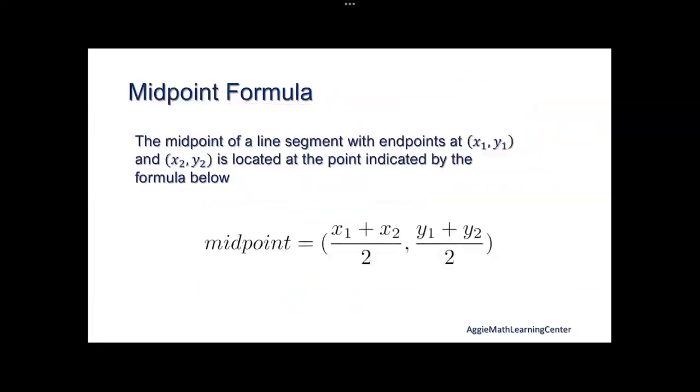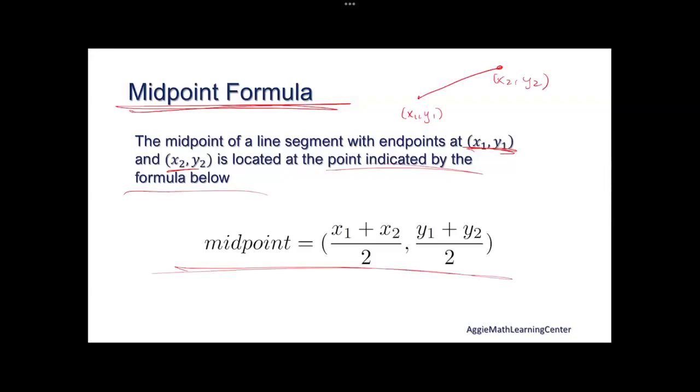Okay, awesome. Okay, the midpoint formula. The midpoint of a line segment with endpoints at (x1, y1) and (x2, y2) is located at the point indicated by the formula below. You basically just take both x-coordinates, add them together, and divide by 2. Because if you divide those x-coordinates by 2, then you're going to get like right here. And then you take the y-coordinates and divide them by 2. You're going to get like right here again. So that's going to be the midpoint. Any questions on the midpoint?